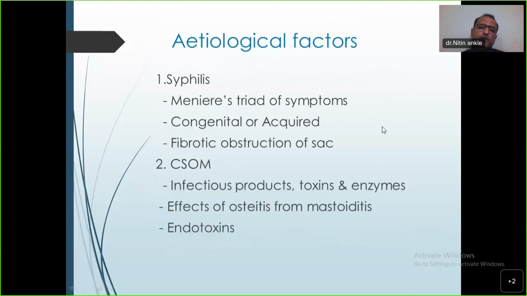Syphilis is a cause of Meniere's triad symptoms. It is congenital or acquired, and there is a fibrotic obstruction of the sac. Basically, there is an obstruction of the sac because of fibrosis. In case of chronic suppurative otitis media, there are infectious products in the form of toxins and enzymes. They affect and infect the bone, and bone infection is called osteitis, and mastoiditis, and release endotoxins, which are quite harmful to the inner ear.